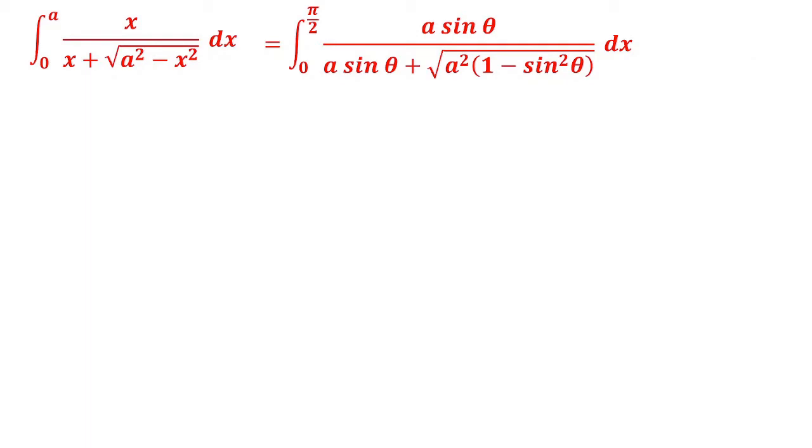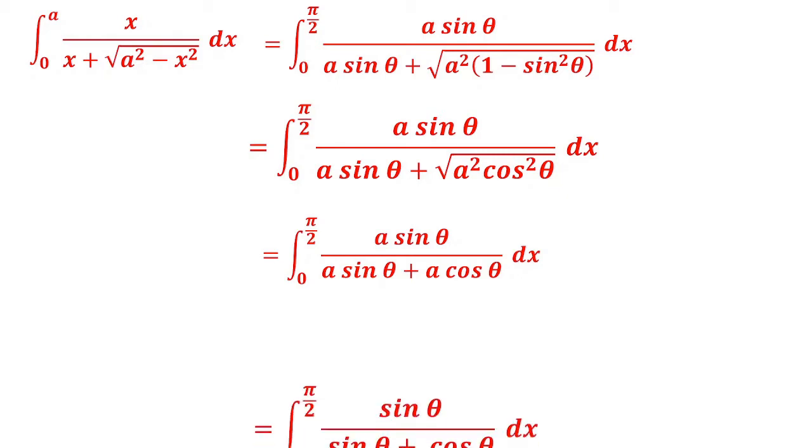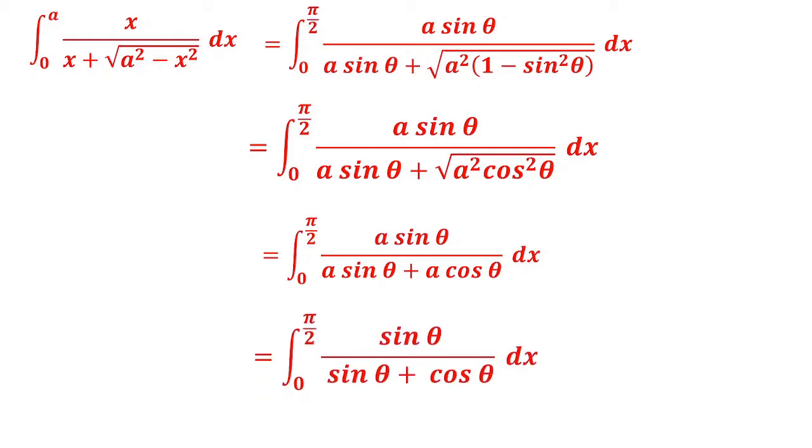I continue. What is 1 minus sin square? It is cos square. When you take the square root, it will become a sin theta by a sin theta plus a cos theta. Therefore, sin theta by sin theta plus cos theta. It is a very famous problem: integral 0 to pi by 2 sin theta by sin theta plus cos theta, integral 0 to pi by 2 root sin theta by root sin theta plus root cos theta, integral 0 to pi by 2 sin power 3 by 2 theta by sin power 3 by 2 theta plus cos power 3 by 2 theta. All these problems lead to the same answer, pi by 4.